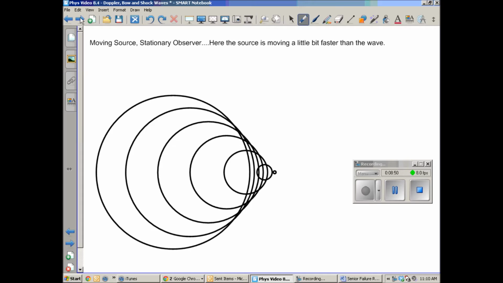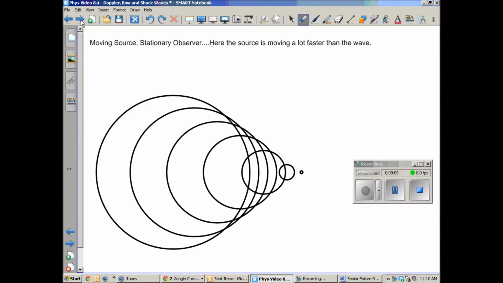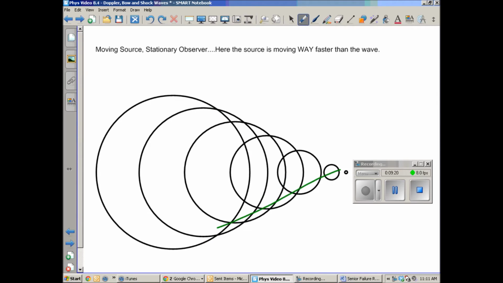So, to add on to this drawing a little bit, here's what the drawing would look like if your source is moving a little bit faster than the wave. Okay, and you can see the source is just a teeny bit ahead of that last wave that it made. But as the source speeds up, as it goes faster and faster, what's going to happen is this bow wave or shock wave is going to get narrower and narrower. Okay, so in the next one, now the jet's going a little bit faster, or the boat's going a little bit faster. And look, the cone or the bow wave or shock wave gets narrower. And if it goes faster, it gets even narrower.